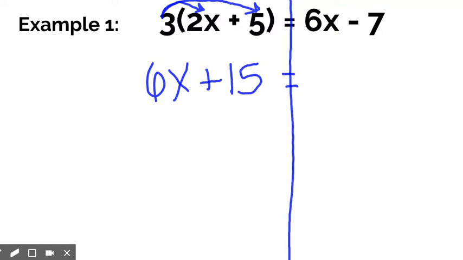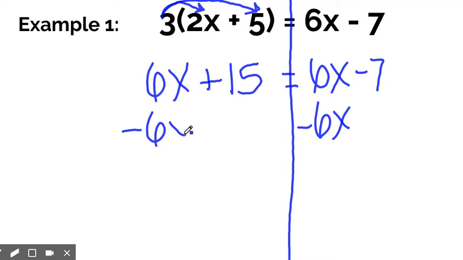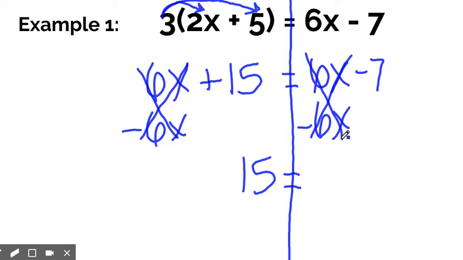And then on the right side, there's no distributive property, so we can just bring that down and keep it the same way it is, 6x minus 7. Now, previously, when we've had variables on both sides, I've explained to you that you need to get rid of the smaller amount of variables. In this case, they're the same, so let's see what happens when we get rid of them. If I subtract 6x from both sides, it'll cancel out on the left side, leaving us with 15. And on the right side, it cancels out, leaving us with negative 7.